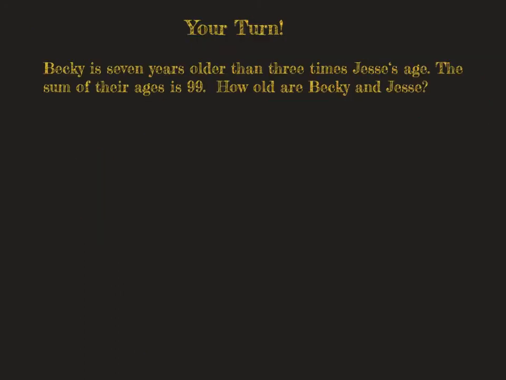All right, we've come to your favorite part of the videos, which is your turn to give it a shot. So this question says, Becky is 7 years older than 3 times Jesse's age. The sum of their ages is 99. How old are Becky and Jesse? So I would like you to write an algebraic equation to represent this, solve that equation, check and see if you are correct, and then push play to come back and see if it matches what I have. All right, are you ready?